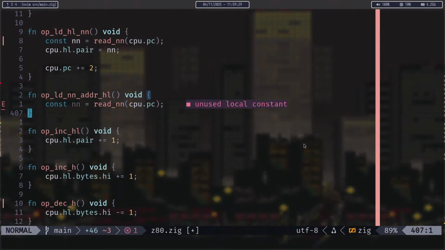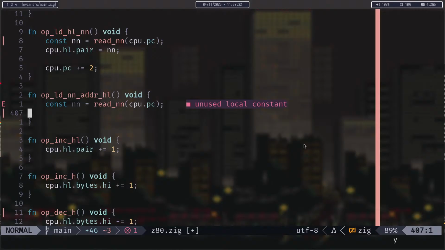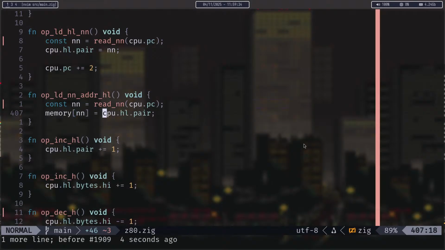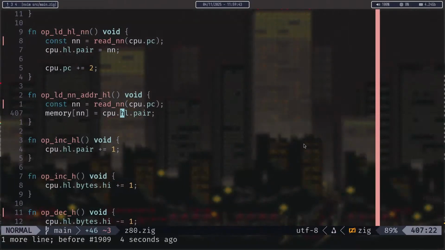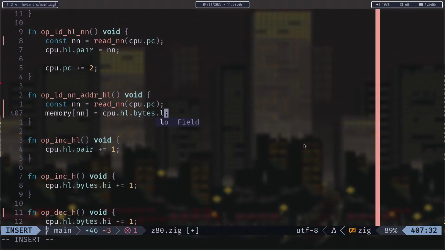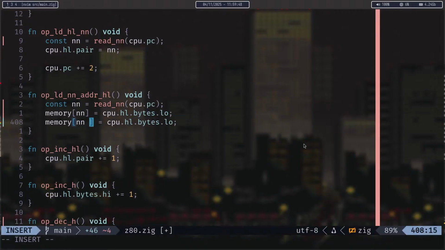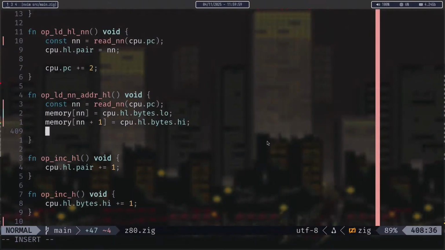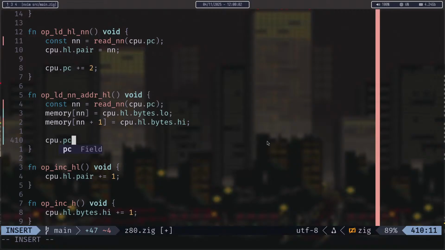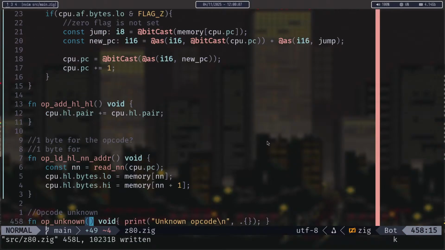Okay, so let me fix this up. So this would have to be HL. This contains 48, 38, and the first one contains the lower portion. Then this would have to be bytes.low, and so the next one plus 1. So this kind of makes a little more sense, and then I could do PC plus equals 2. There we go. All right.